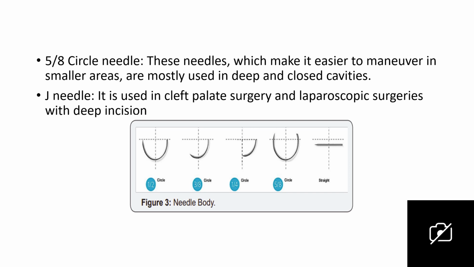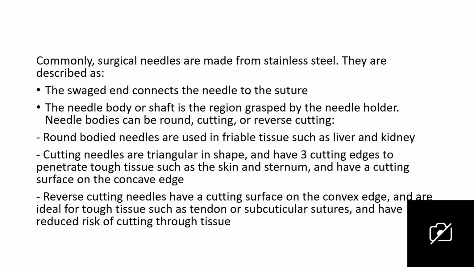The 5/8 circle needles are easier to maneuver in smaller areas where accessibility is limited. They are mostly used in deep and close cavities where you are to suture the muscle layer or an area deeper inside. The J needle is used in cleft palate surgery and laparoscopic surgeries with deep incision. Here, I'd also like to point out that it's a preference of choice. I do cleft lip and cleft palate surgery using P needles, plastic needles. They're not plastic, by the way. They're just given the letter P.